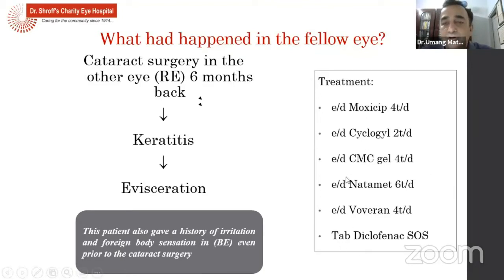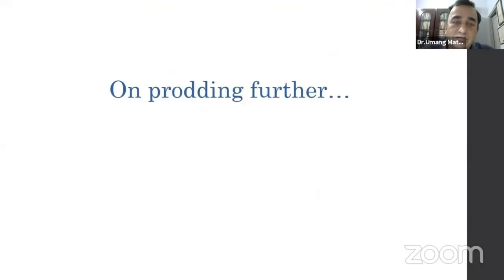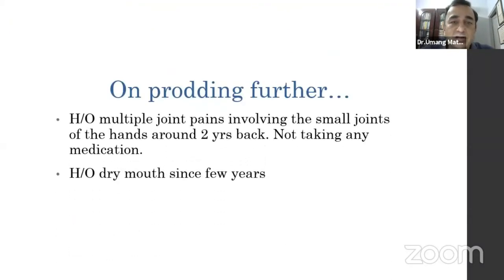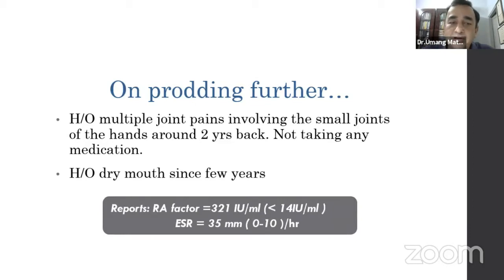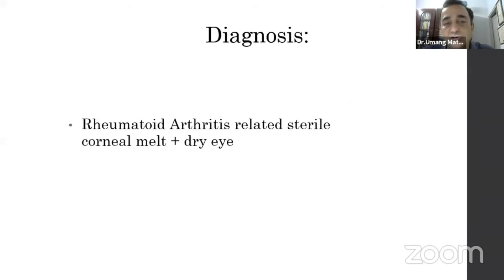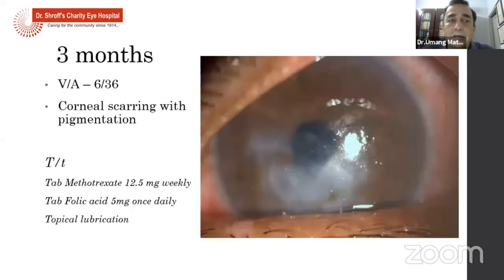The patient was on a cocktail of antimicrobials, and on further history, we found the patient again had joint pains, small joints, dry mouth for a few years. And this was again a patient of rheumatoid arthritis who had been left untreated, and the surgical trauma led to the sterile corneal melt. Subsequently, with DMARDs, the patient recovered and finally had a 6/36 vision.